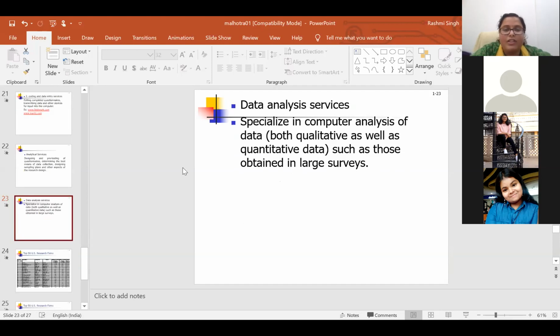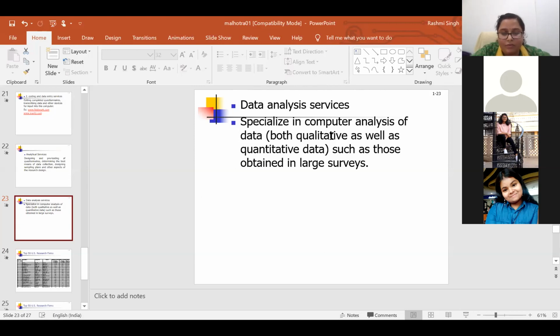Then fourth is data analysis services. Data analysis services specialize in computer analysis of data, both qualitative as well as quantitative data, such as those obtained in large surveys. So data analysis, as its name suggests, simply provides you the analysis, means you will have data, now you don't know how to analyze your data, then you will simply contact some research organization who provide these data analysis services.